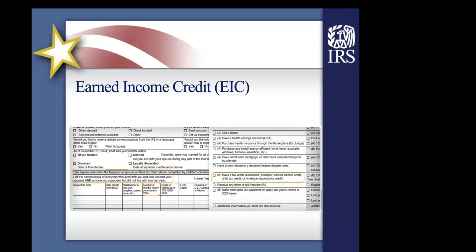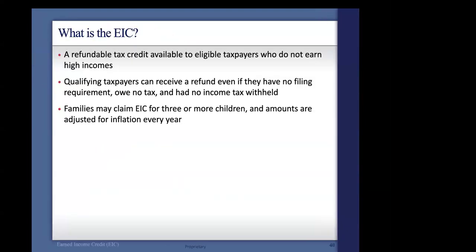All right. Earned income credit is another common big credit that you will see. It is a refundable tax credit available to eligible taxpayers who do not earn high incomes. Qualifying taxpayers can receive a refund even if they have no filing requirement, owe no tax, and had no income tax withheld. Families may claim EIC for 3 or more children, and amounts are adjusted for inflation every year. And we talked about the amount for earned income credit during important changes for the year.